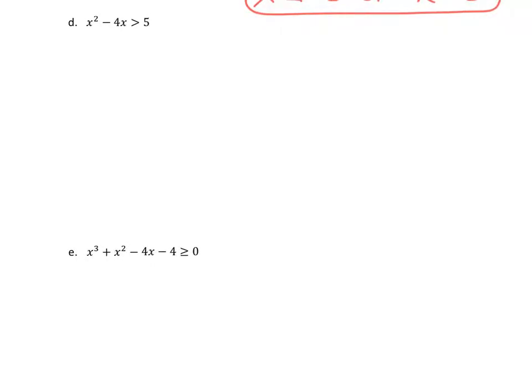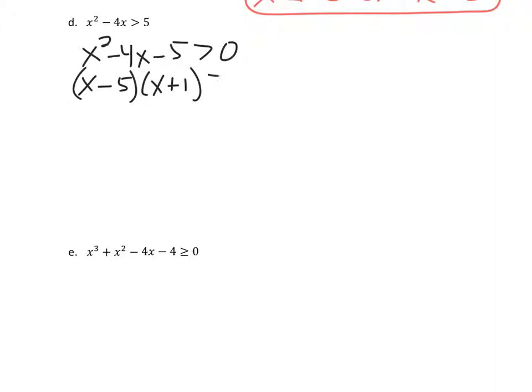Okay, next one is a similar idea. First thing to notice is you don't have a 0 here, so you have to subtract 5 from both sides of the equation. Then factor, so it's going to be x minus 5 times x plus 1. The zeros are x equals 5 and -1.